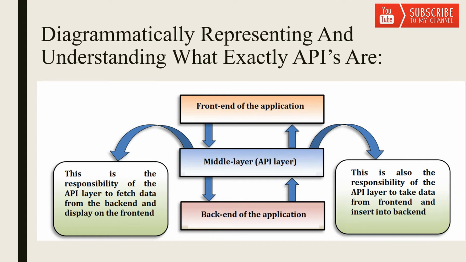So it is very obvious. More than the API being secure, it is able to fetch the data from the backend and show it on the front end. If you can see this one, you can say that it is also the responsibility of the API to take the data from the front end and insert it into the backend. So this is like back and forth communication.